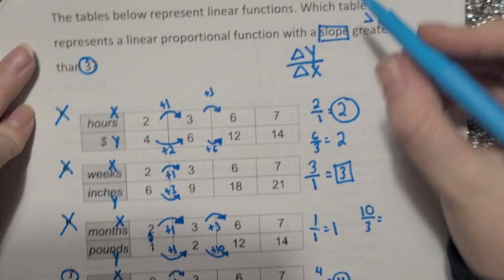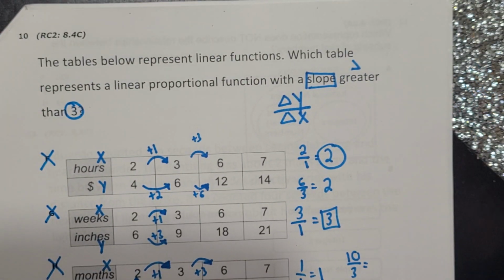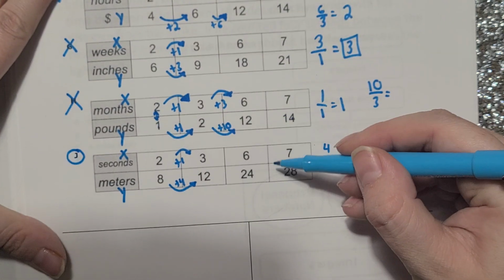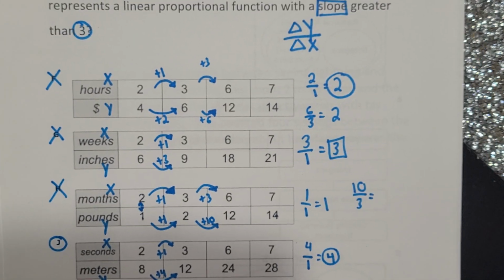Okay, so when you get yours, you need to decide whether the slope needs to be greater than, less than, or equal to what number. Go test each of your tables and find the one that matches what your question asked for.